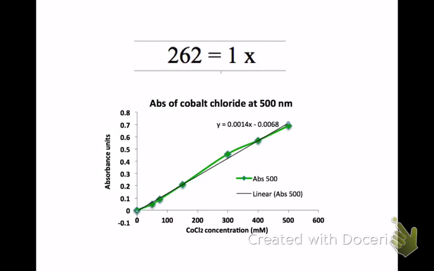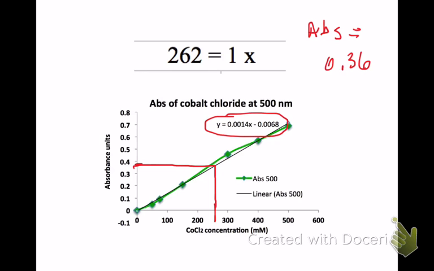What does that number mean? Well, what 262 means is 262 millimolar, so we're right about here. That's the concentration of my unknown, and remember the absorbance of that was 0.36, and if you go up here, 0.36 is about up here. If you go straight across and straight down, you could use your graph to estimate this concentration, but using the equation gives us a more precise value.